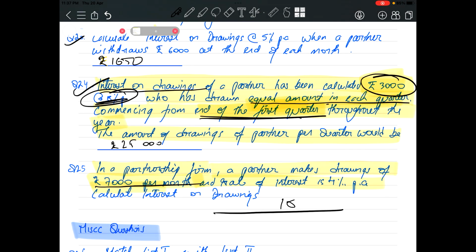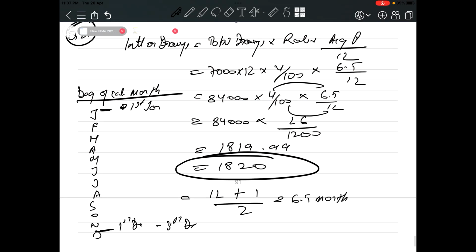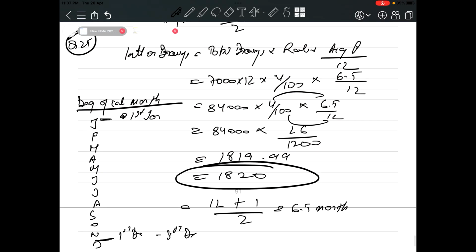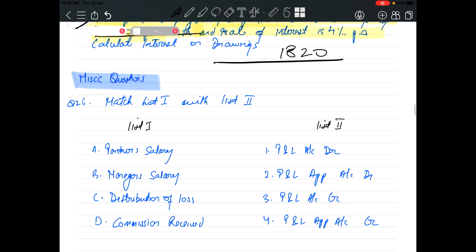Okay, so this is the answer, 1820. So what is the answer? 1820. Okay, so you can copy this. Question number 25. Okay, now we are done with question number 25. Now let's move to question number 26.